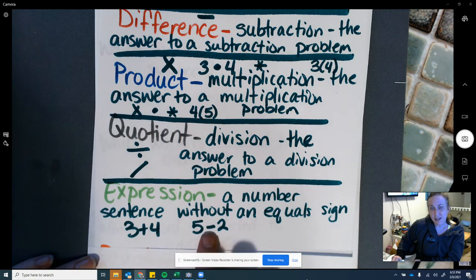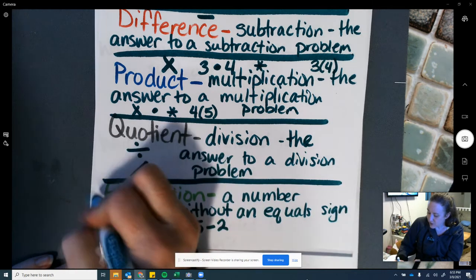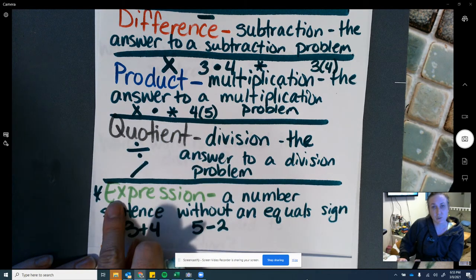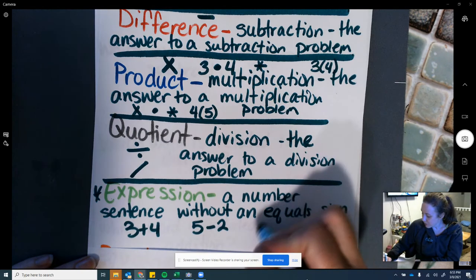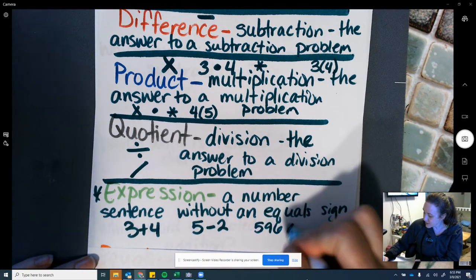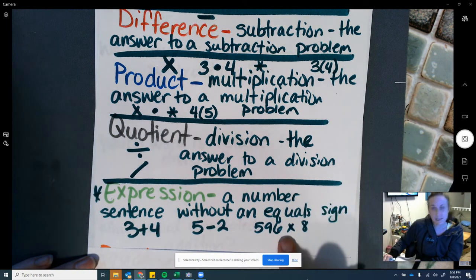The equal sign tells us that we need to solve it. An expression is just a story. It's just telling what's happening to those numbers, but it's not telling you you have to actually solve it. We're going to be using a lot of expressions this week. Okay, you're not actually going to have to solve them. It could be 596 times 8. That's an expression.